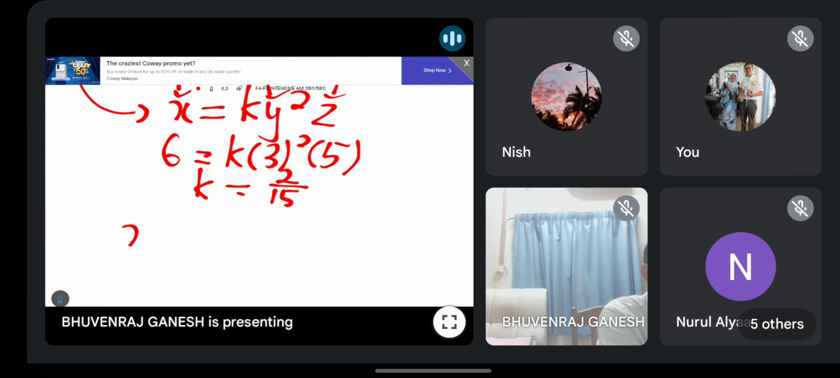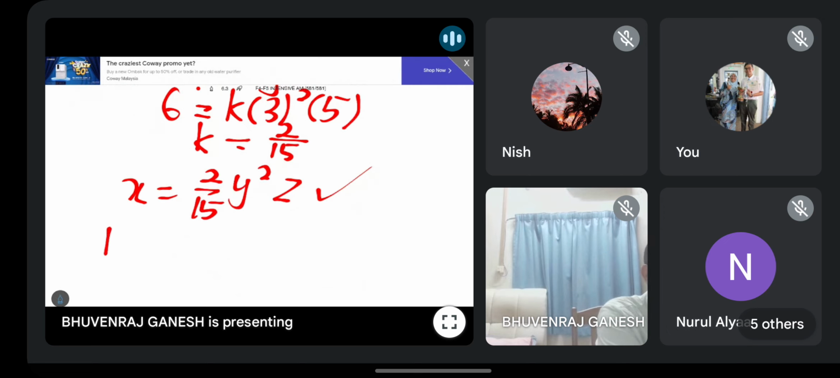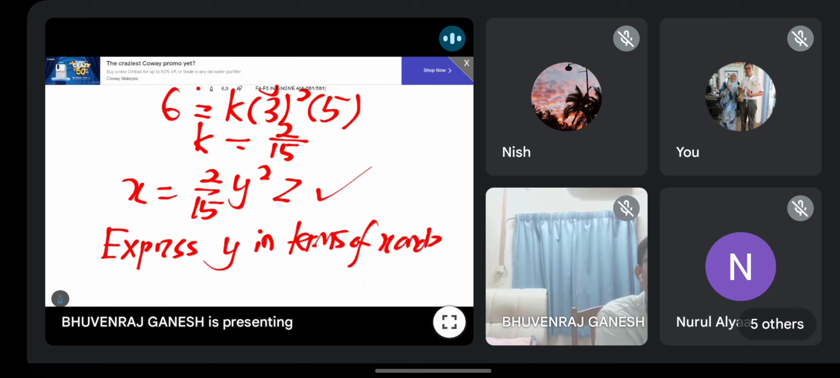So, kamu hanya perlu gantikan nilai K masuk dalam sahaja. You just substitute the K value, you already express X in terms of Y and Z. Okay, let's say lah dari sini soalan ubah sikit. Dia kata express Y in terms of X and Z. So guys, macam mana buat ni ya? How to do this? Kamu hanya perlu buat algebra sahaja. Ungkapkan Y dalam sebutan X dan Z. Okay, so you will get Y square equal to 15 per 2 X bahagi Z.